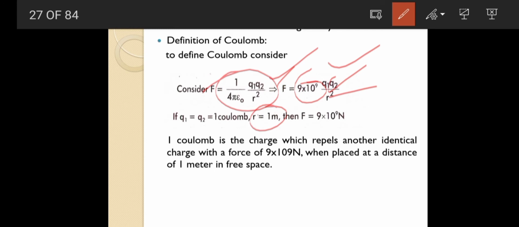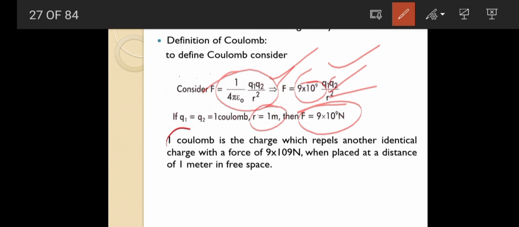So from this relation we can define the Coulomb. So let us see how we can define. 1 Coulomb is the charge which repels another identical charge with a force of 9 into 10 to the power 9 Newton when placed at a distance of 1 meter in a free space.